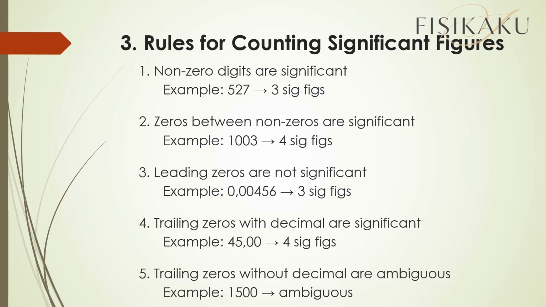So, 0.00456 has 3 significant figures because only the digits 4, 5, and 6 count. Rule 4. Trailing zeros in a number with a decimal point are significant. For instance, 45.00 has 4 significant figures. Or 0.300 has 3 significant figures. Rule 5. Trailing zeros without a decimal point are ambiguous. For example, 1500 could have 2, 3, or 4 significant figures depending on how it was measured.